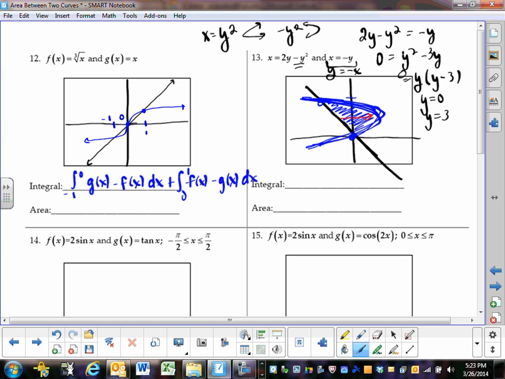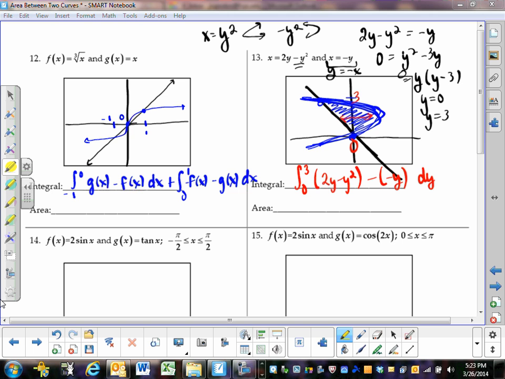So the height is determined by the x part this time. That means our function is dy, which means we have to use the y values, 0 and 3. So it's 0 to 3, the right function, which is 2y minus y squared, minus the left function, which is negative y, and this is dy. So remember, if you have x as your dx, upper minus lower, you have to have x limits. But if you have y limits, it goes with the dy function. It has to match.